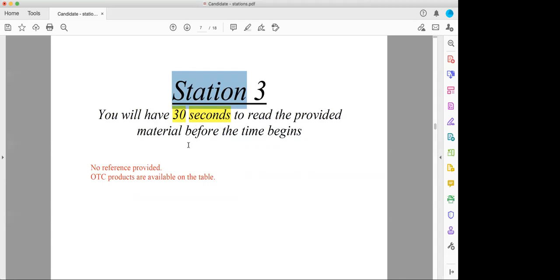No reference provided, but you have over-the-counter medications available on the table. One moment, let me adjust the time. One, two, three. Let's go.